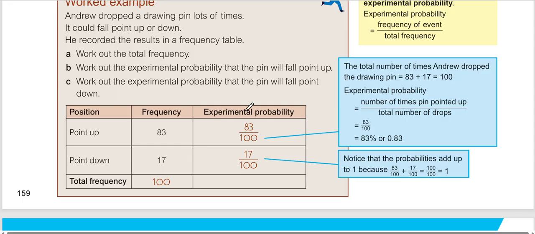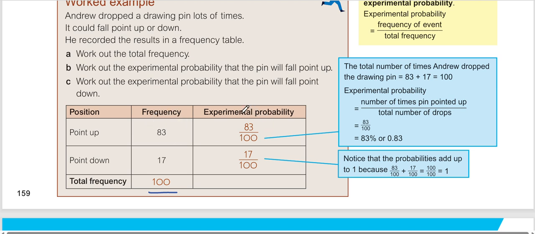You can write down this information in the table as follows. Position: point up, point down. Then the frequency for each position is given. Below that you can calculate the total frequency. To get the total frequency, you add the frequency of the pin falling point up and point down. So it's 83 plus 17, which gives you a total frequency of 100. Is that clear? Yes.